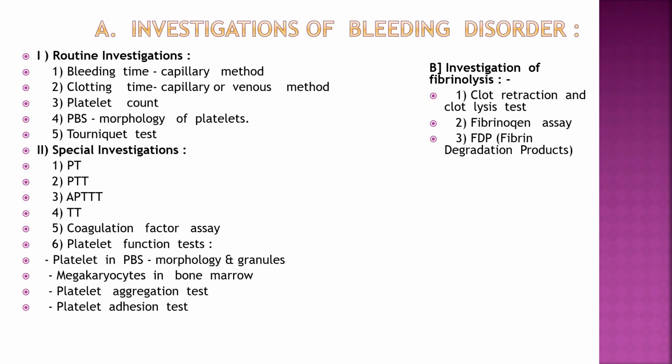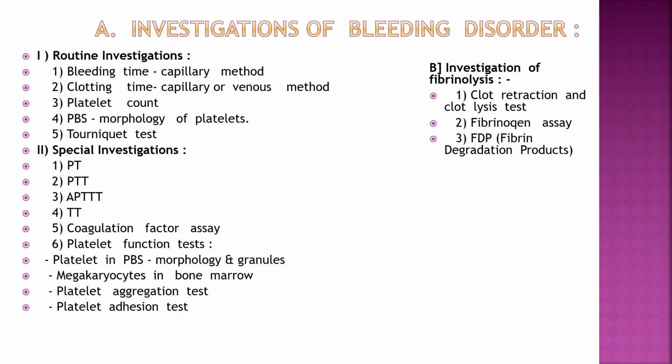Now we will see investigations of the bleeding disorders. So routine investigations can be CBC, and after that you can do bleeding time by the capillary method, also called Duke's method, clotting time by the capillary method or venous method, platelet count, and in peripheral blood smear you can see morphology of the platelets and other cells, and tourniquet test. Then special investigations can be prothrombin time, partial thromboplastin time, activated partial thromboplastin time, thrombin time, coagulation factor assay like factor 8, 9 or others, then platelet function test.